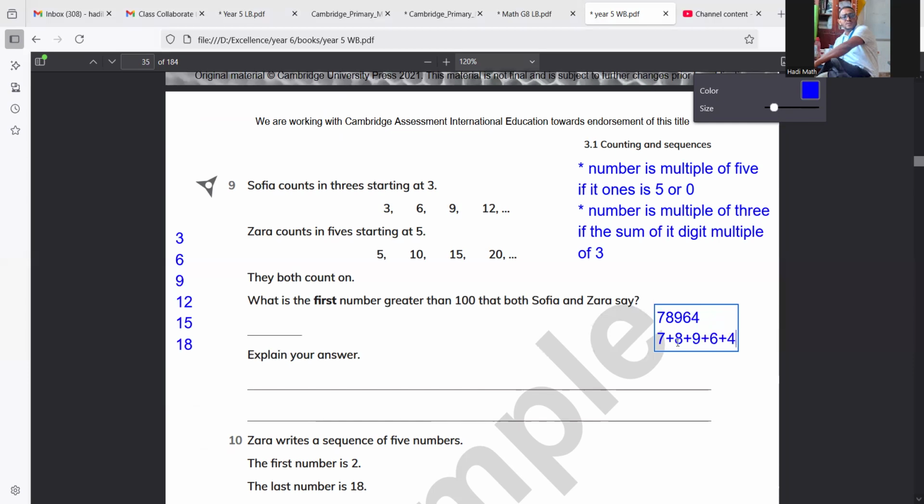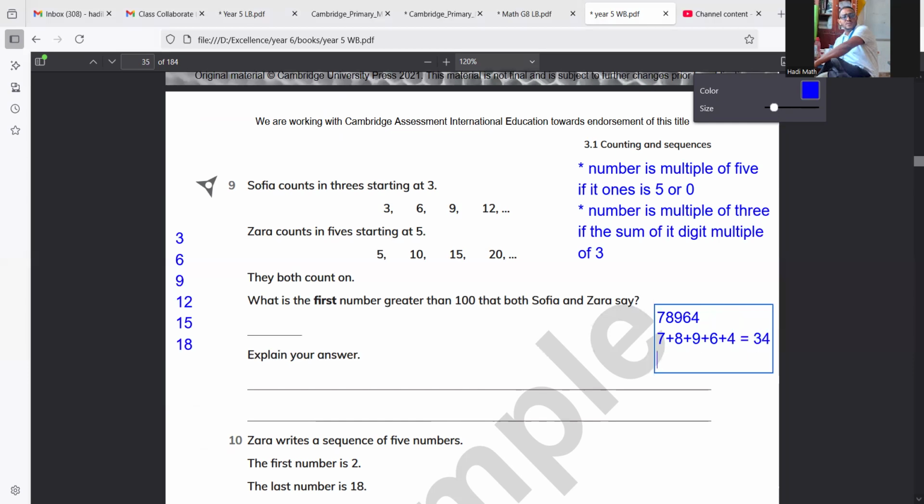7 plus 8 is 15. 15 plus 9 is equal to 24. 24 plus 6 is equal to 30. 30 plus 4 is equal to 34. Now, do you have 34 in table 4?